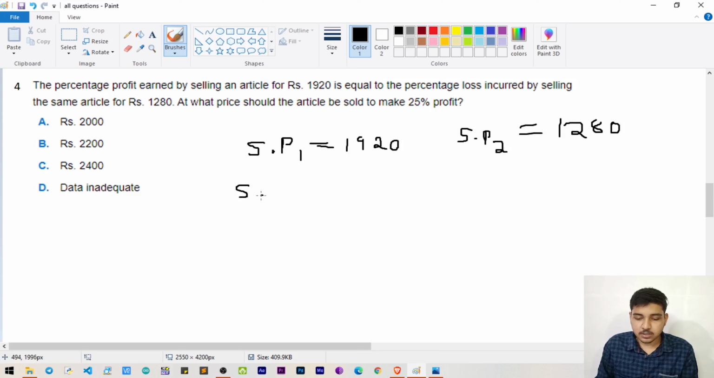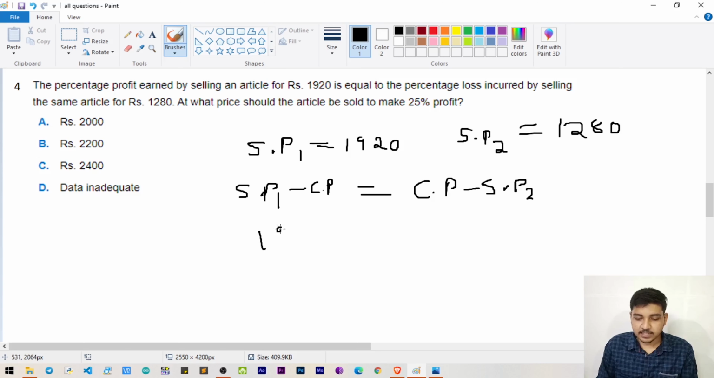So selling price 1 will give us profit, right? So SP1 minus CP is equal to CP minus SP2, because SP2 will give us loss. That's why CP is greater than SP, and that's why we get loss. So this is the condition.